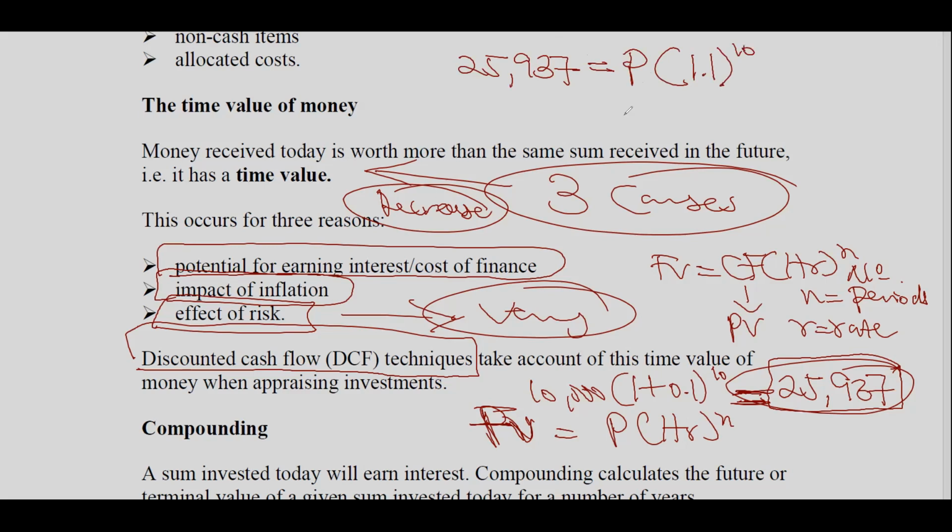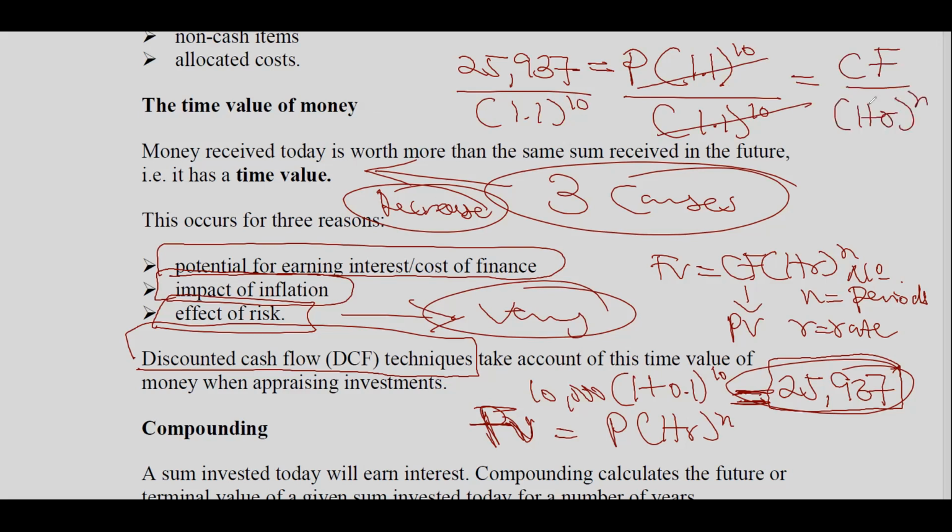So I want to make P the subject. I just divide both sides by 1.1 raised to the power 10, and you realize that the present value now becomes the cash flow over 1 plus r raised to the power n. And this is how we discount. But in the same way, because A over B is just the same as A times B to the power negative 1, you can rewrite this as the cash flow times 1 plus r raised to the power negative n, where this becomes the discount factor.